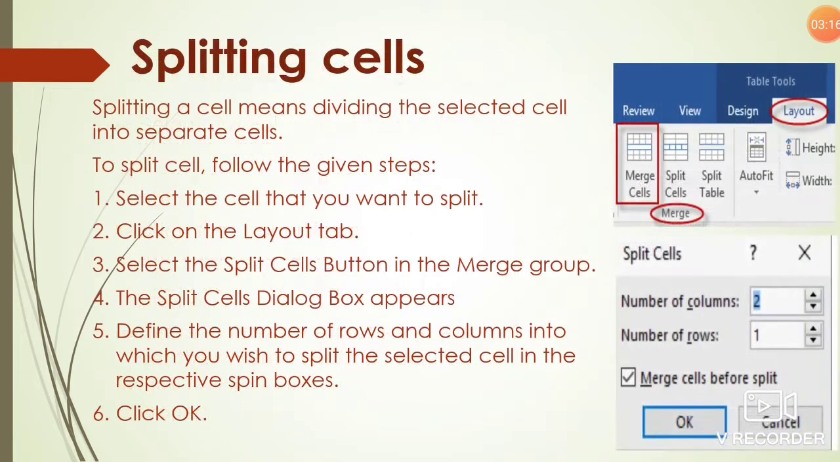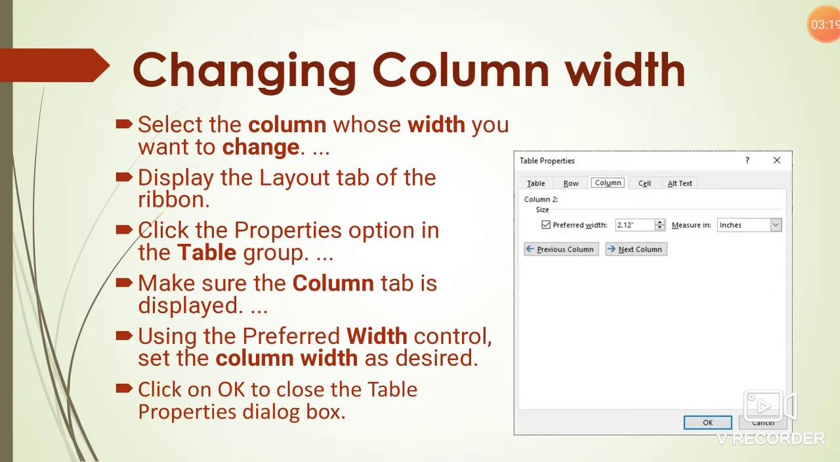and you can change the size of your column. So according to your requirement change the size of the column, then your column width will be changed. I am telling you again: first select the column whose width you want to change, then on the layout tab of the ribbon click the properties option, and the properties option is present in the table group. Then a table properties dialog box will open in front of you. Select the column option, then preferred width, select the size of your width and then click on the OK option, then your column width will be changed.